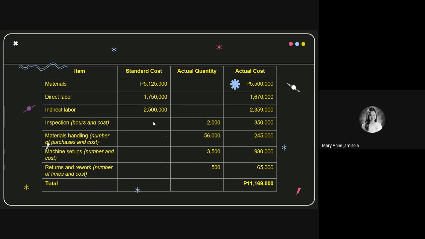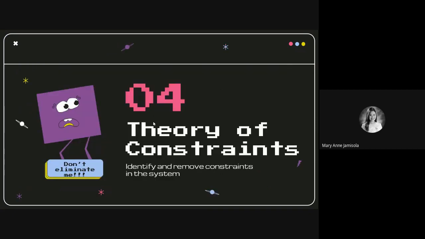For returns and rework, we can exert efforts to make this zero because returns and rework are non-value adding. For machine setups, we can reduce this also. Materials handling, inspection. So if we exert efforts in producing high quality products, we can reduce inspection costs actually. So we can achieve the target cost by looking at those areas. Okay. Then the last topic will be theory of constraints.